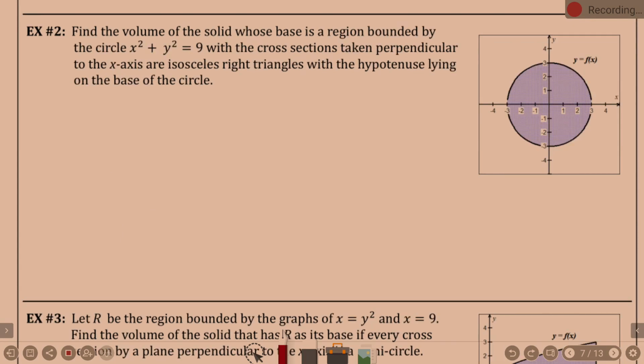Okay. Let's try 2. Find the volume of the solid whose base is a region bounded by the circle x squared plus y squared equals 9, with the cross sections taken perpendicular to the x-axis being isosceles right triangles with the hypotenuse lying on the base of the circle.